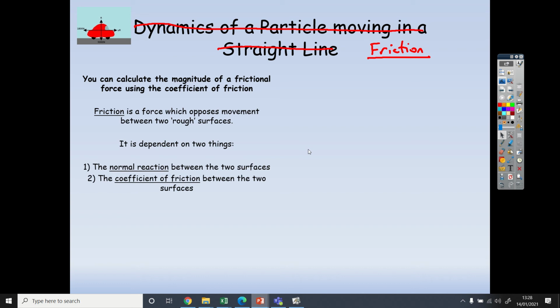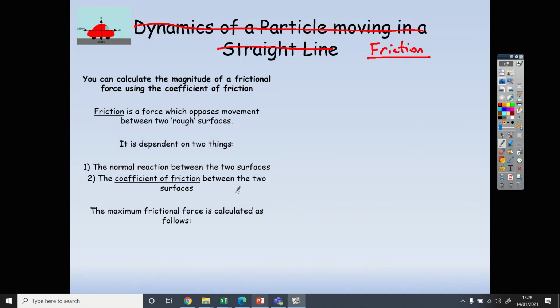And also this number called the coefficient of friction between the two surfaces. So this is basically just a measure of roughness, if you like, and it depends on how rough the surface is. It's this constant that we typically call mu, which is the Greek letter m. Normally this number is quite small, normally between 0 and 1.